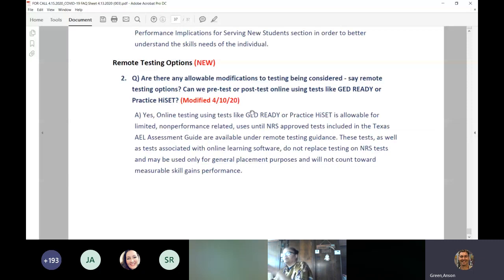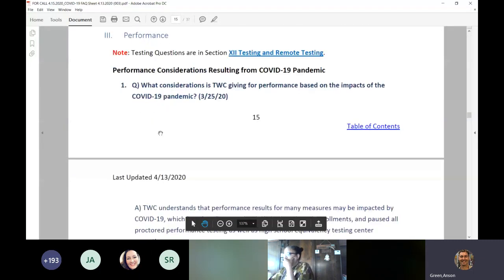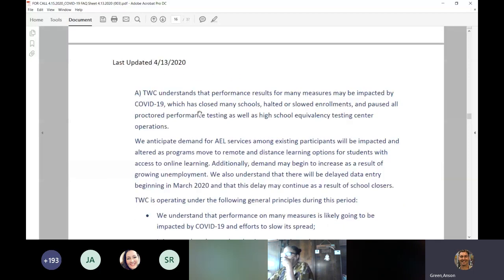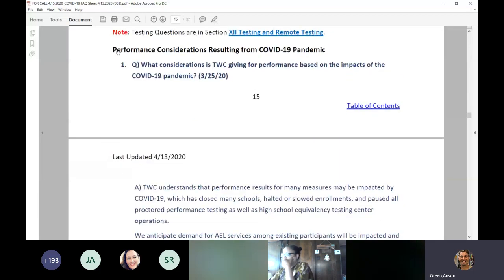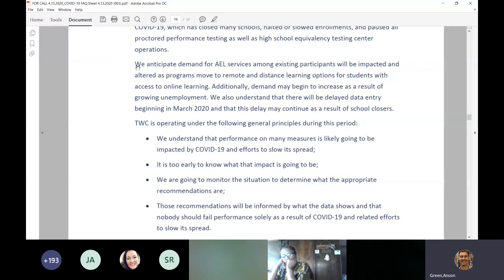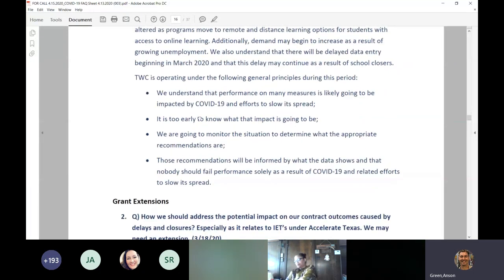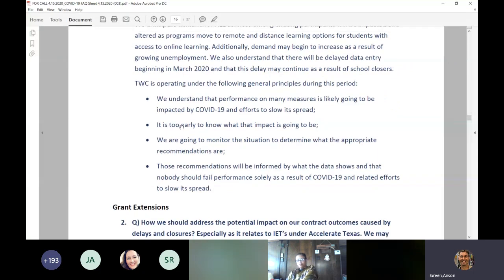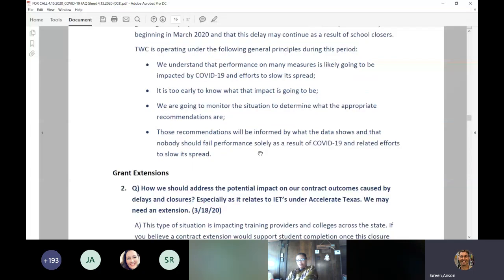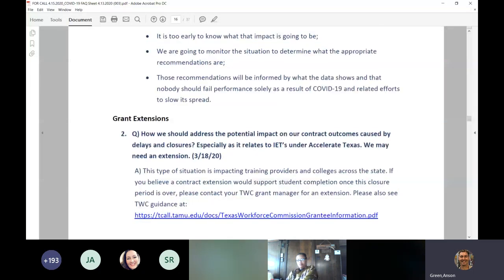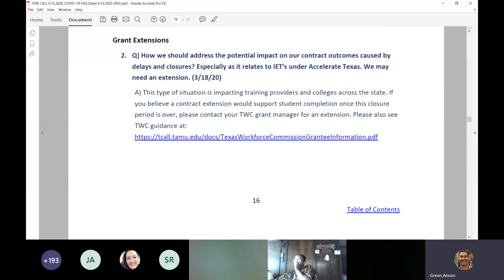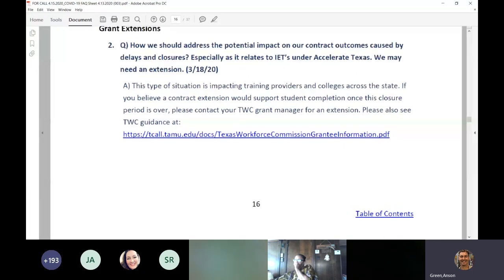So let me go back up to the performance section and talk a little bit about that. This first question is not a new one. It's on performance related to the COVID-19 pandemic, and this is from Adam Leonard. Essentially, it's what I've been telling you, which is it's too early to know what's going on. We know it's going to be impacted. We're looking at the situation, but don't worry about it. Let the services go forward, and then we will work with you on performance as we move forward.